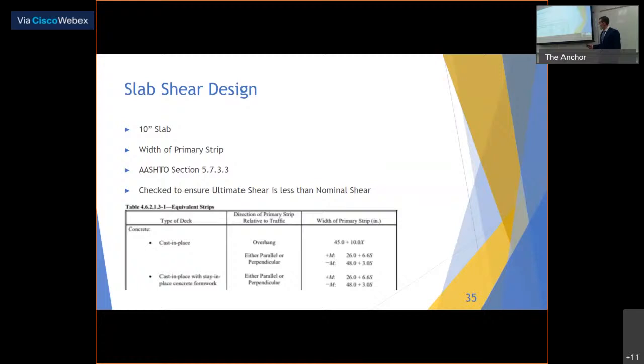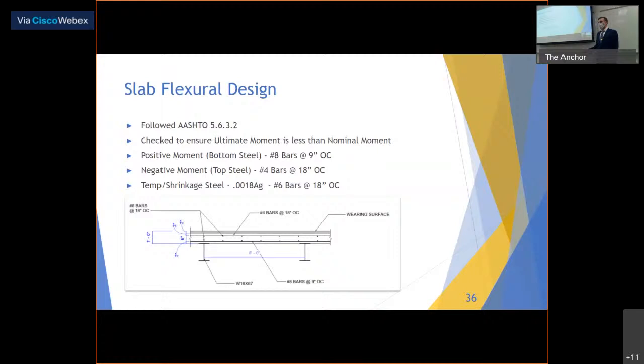We then went into the slab flexural design. So we used the positive and negative moments that you saw in the diagrams earlier, and we checked to ensure that our ultimate moment was less than the nominal moment. And for the positive moment, or the bottom steel, we found that number 8 bars spaced at 9 inches on center would be adequate. For the negative moment, or top steel, we found the number 4 bars at 18 inches on center would be adequate. And then lastly, we found the number 6 bars at 18 inches on center would adequately resist any temperature or shrinkage effects that are acting on the slab. And so here is a cross-section of our slab. You can see the two beams, and then we've got our specified rebar.